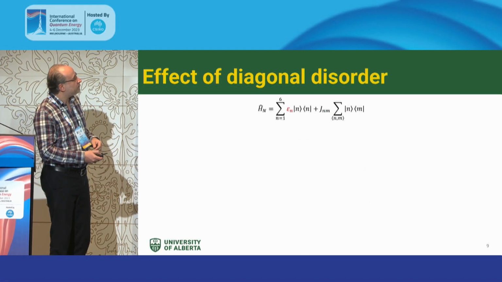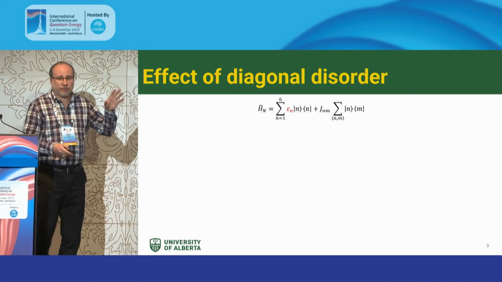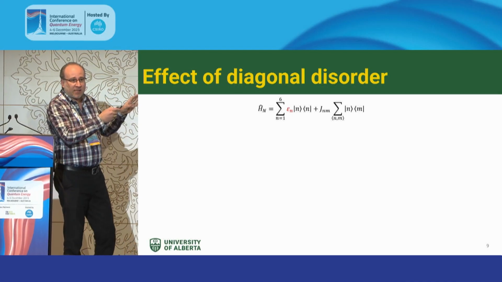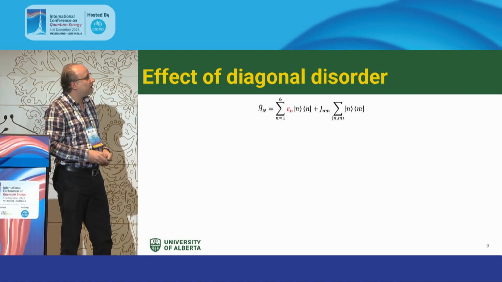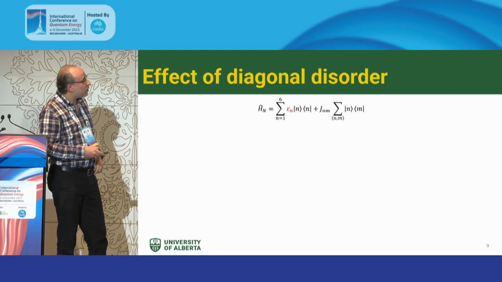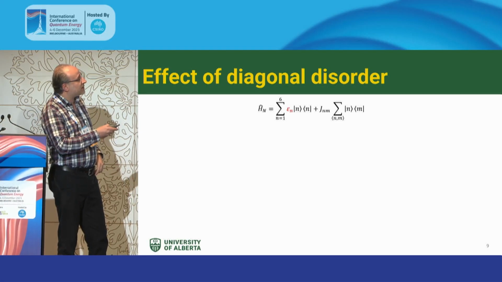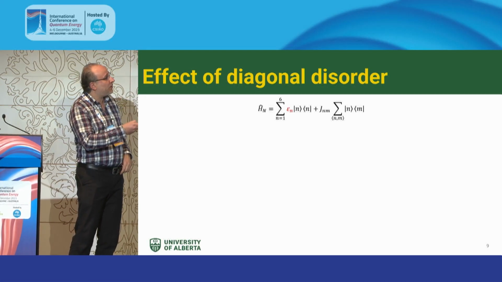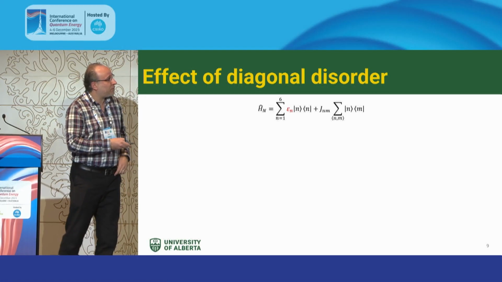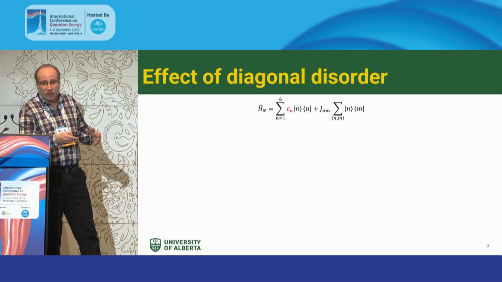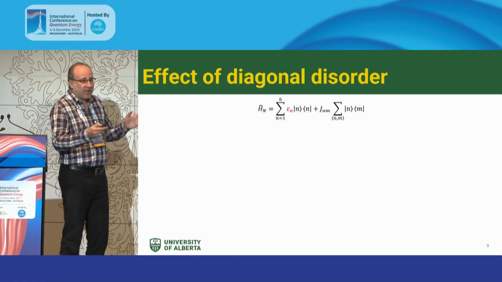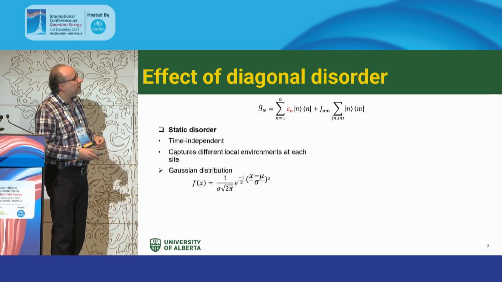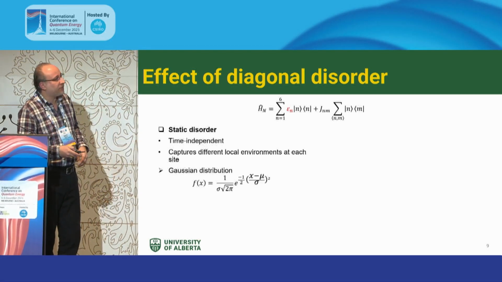Okay, now, what if in a real system, there's going to be disorder? That was an idealized system. Everything was perfectly symmetric. In a real system, there will be disorder. I'm going to talk about diagonal disorder, so introducing disorder into these site energies here, but we could also talk about off-diagonal disorder, but I just don't have time for that today. And the results are not qualitatively different.